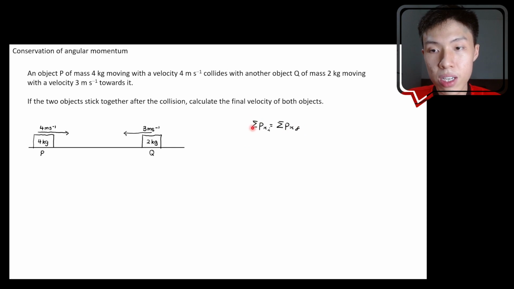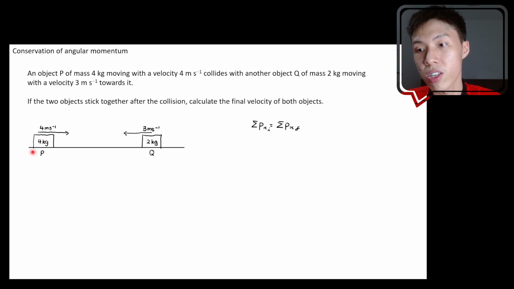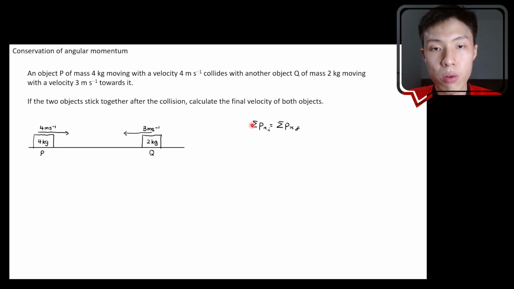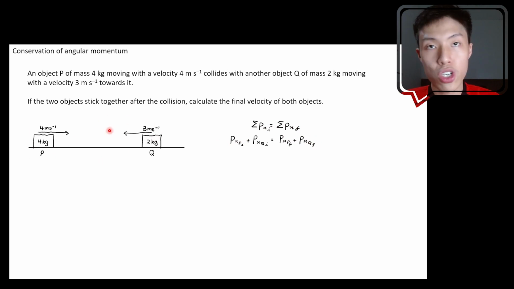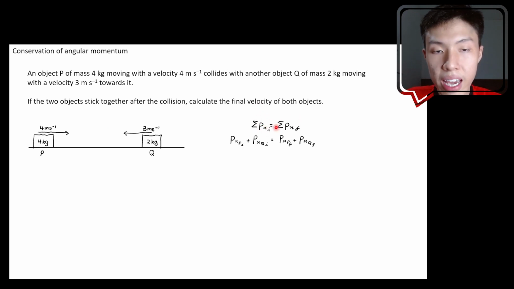We need to look at how many objects there are in our system. Right now, there are two objects, P and Q. Therefore, our sum will be the initial linear momentum for P and Q, and the final linear momentum for P and Q. Why do I put an X over here? Because this whole motion is happening in the X dimension, so this is actually the X component of linear momentum, initial and final. Everything here is the X component.